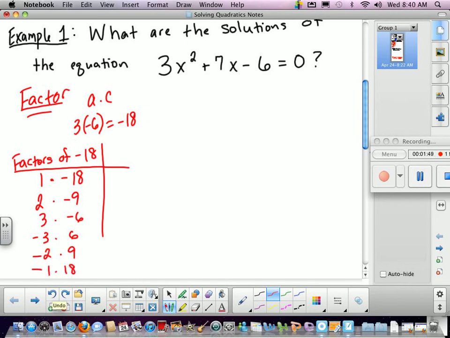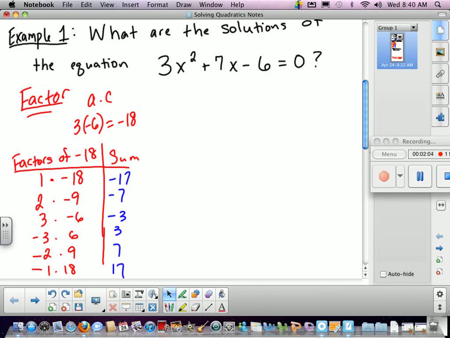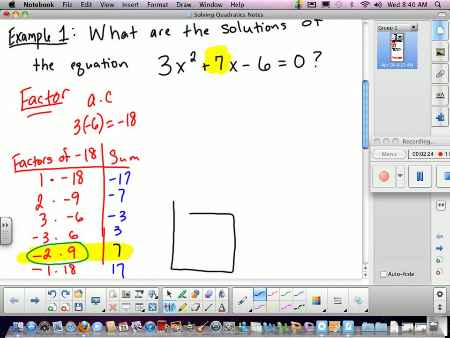Over here, we're going to list the sums. The sums would be negative 17, negative 7, negative 3, 3, 7, and 17. We're looking for the sum that gives us the b term, positive 7. So we're going to be using negative 2 and 9. I'm going to make a box, and then we'll use this box to work backwards to find the two factors.